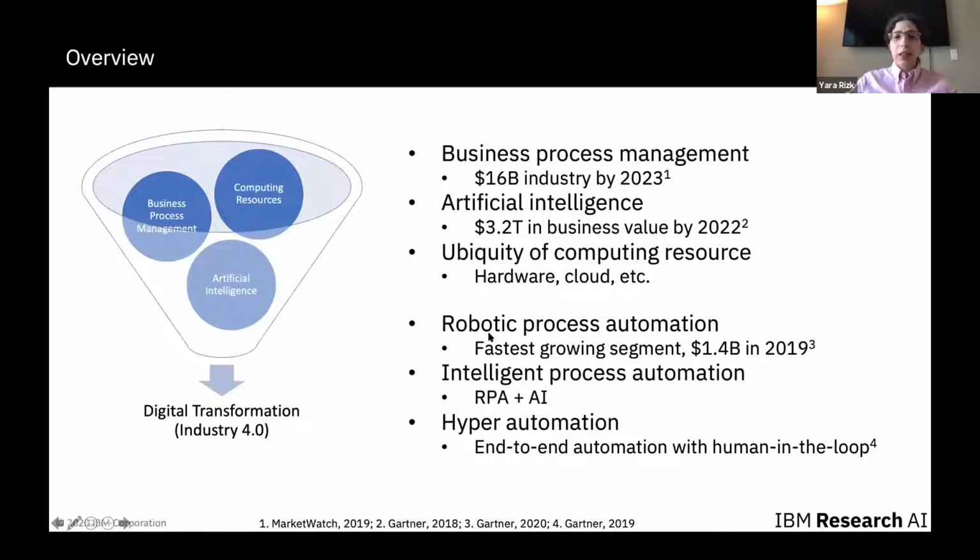Artificial intelligence has also been shown to have a significant impact on business value, with numbers approximated at almost $3 trillion of impact. So businesses that aren't making use of artificial intelligence would be losing a lot of value. And with the ubiquity of computing resources, from hardware to the cloud, all of these things becoming way cheaper, it's making it much easier and more accessible for a lot of companies to adopt software automation solutions.